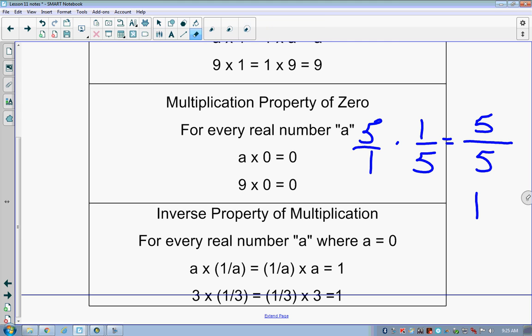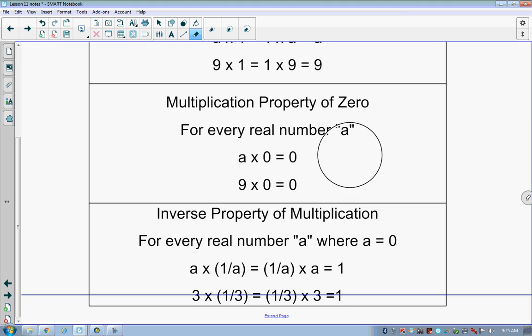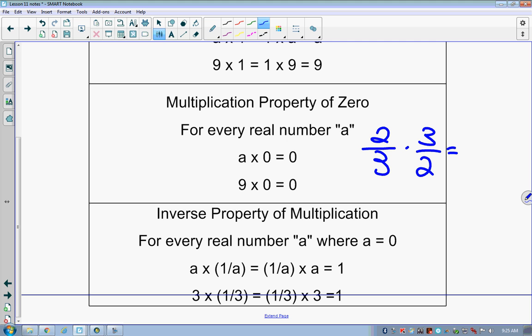Okay, let's try it with a fraction. Somebody give me a fraction. 2/3. Okay? Clayton says 2/3. What is the inverse of 2/3? 3 over 2. Okay, so I'm multiplying by 3 over 2. What do I do, Clayton?